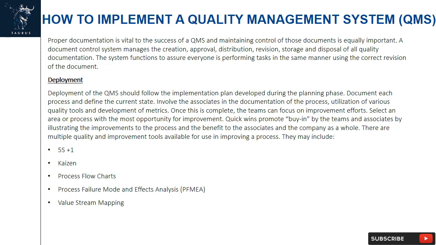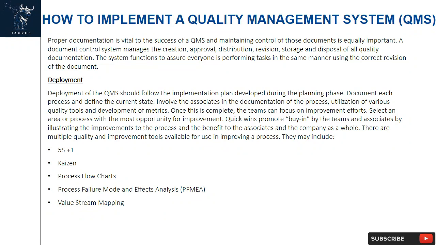Proper documentation is vital to the success of a QMS, and maintaining control of those documents is equally important. A document control system manages the creation, approval, distribution, revision, storage and disposal of all quality documentation. The system functions to assure everyone is performing tasks in the same manner using the correct revision of the document.